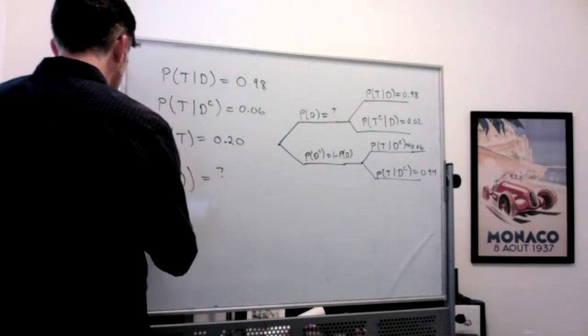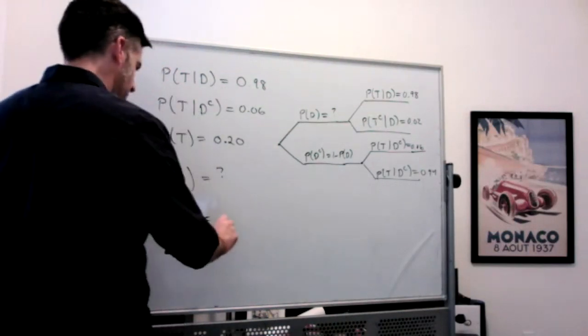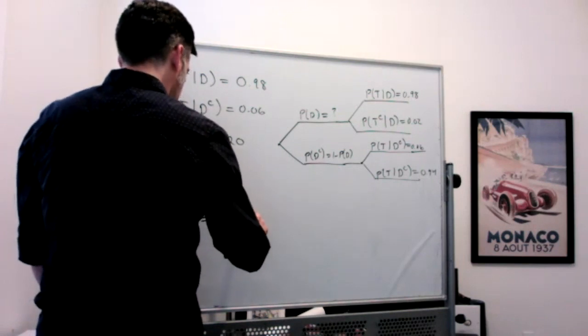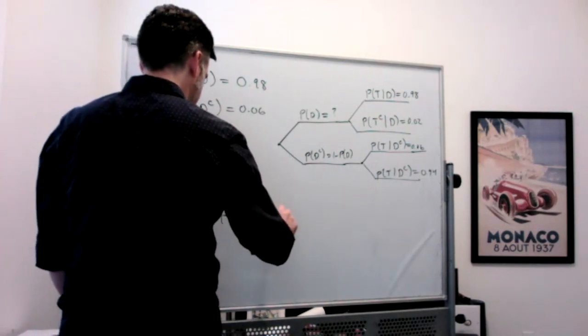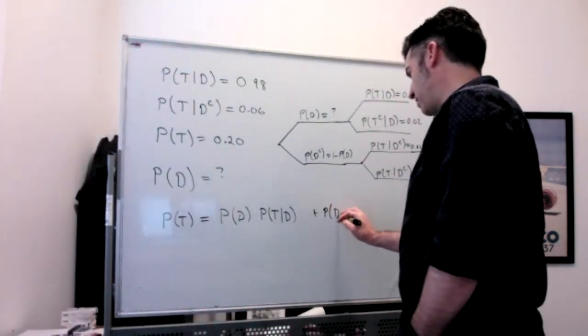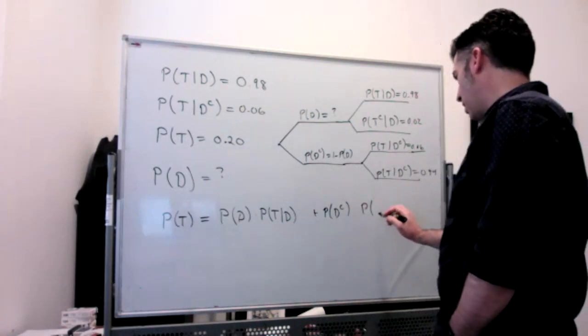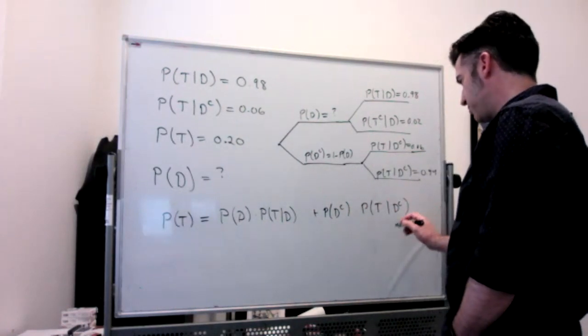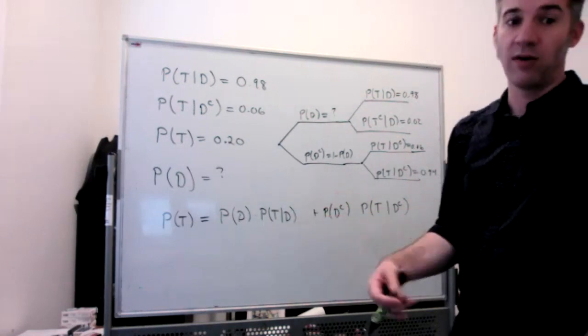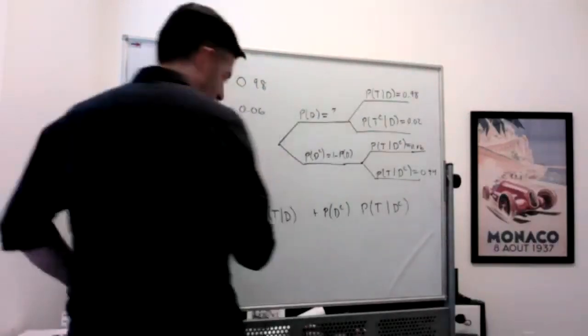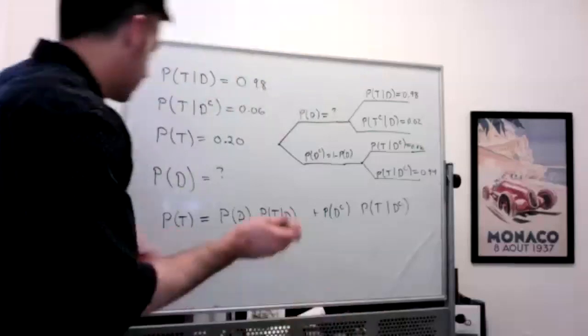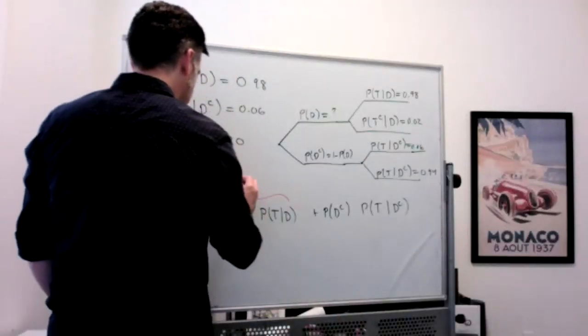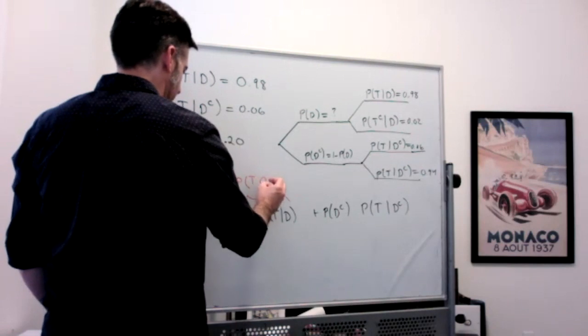So we can say that the probability of a positive test is equal to the probability of having the disease times the probability of a positive test given that you have the disease, plus the probability of not having the disease times the probability of a positive test given that you don't have the disease. And this is actually what we often call the law of total probability, right? This part right here comes up everywhere. This part right here is the probability of having a positive test and the disease.